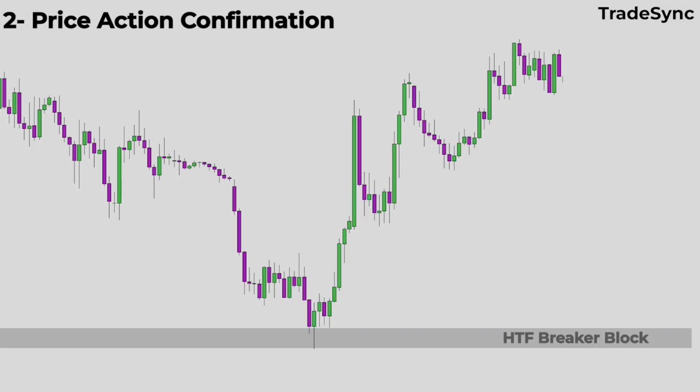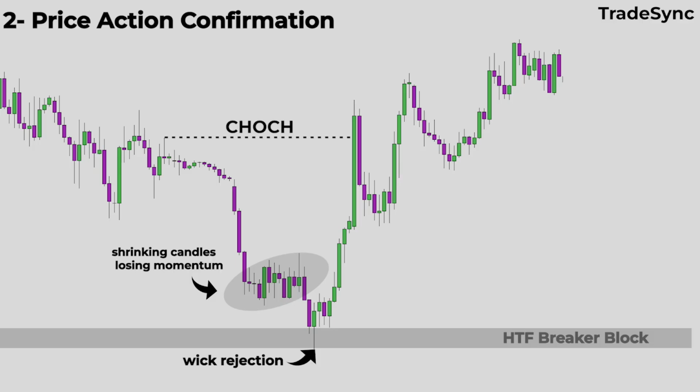Number 2. Price action confirmation. There are many price action signals that help confirm a breaker block. For example, smaller candles as price approaches the level can show it's losing strength. Then, a long wick candle rejecting the zone tells us there's a strong reaction. After that, a change of character shows a possible shift in direction. By using these signs, you can confirm breaker blocks and improve your trade setups.